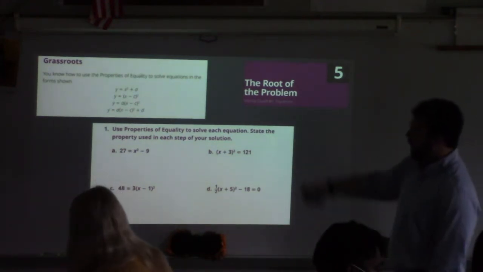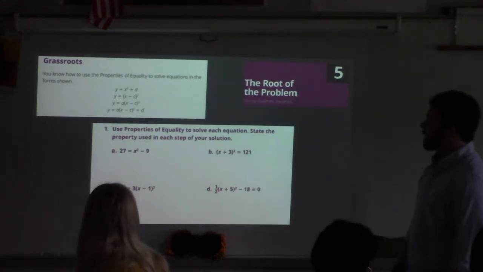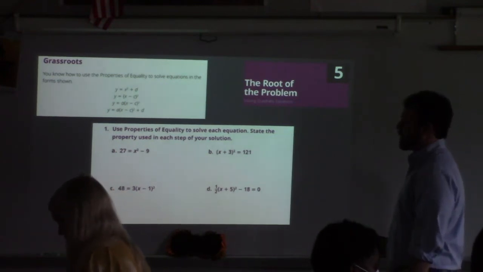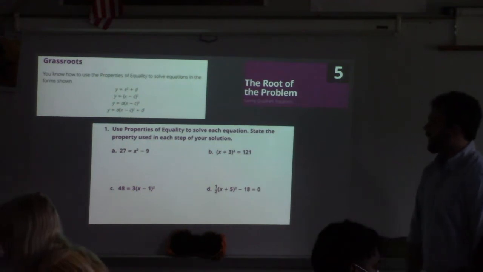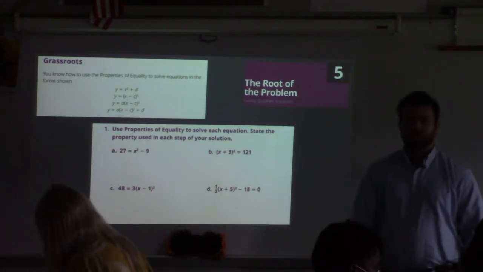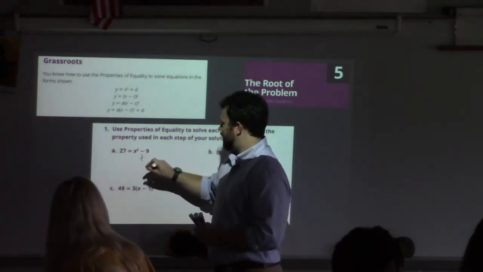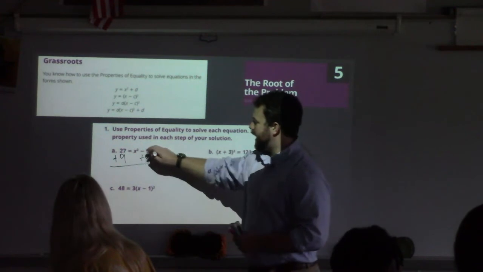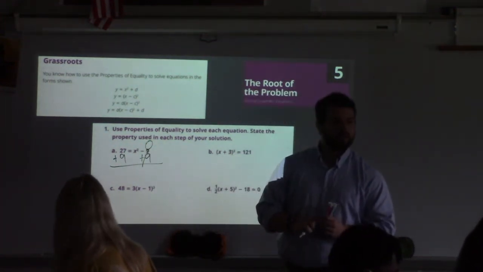You know how to use properties of equality to solve equations in these forms. Let's at least do A together, then I'm going to release you to work it within your small groups. So, what can I do to start with solving for A? Add 9. What's that going to create? Everybody good that adding of 9 creates a 0? Yes? Alright.